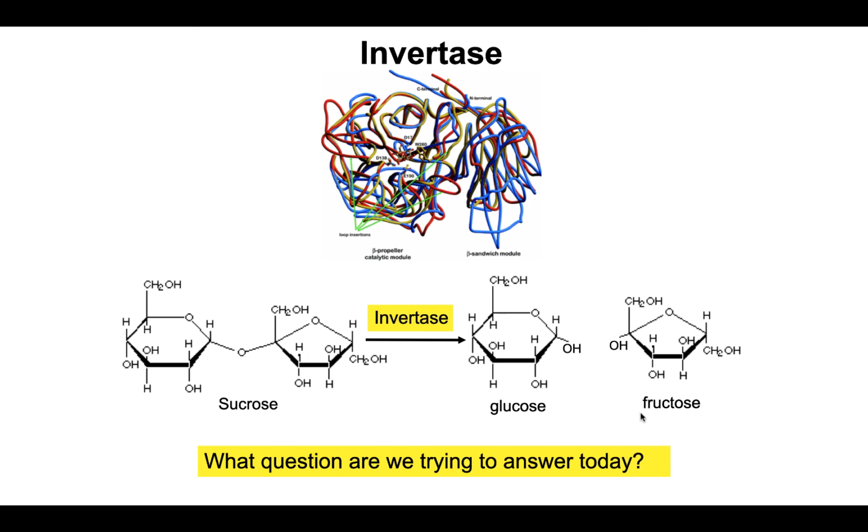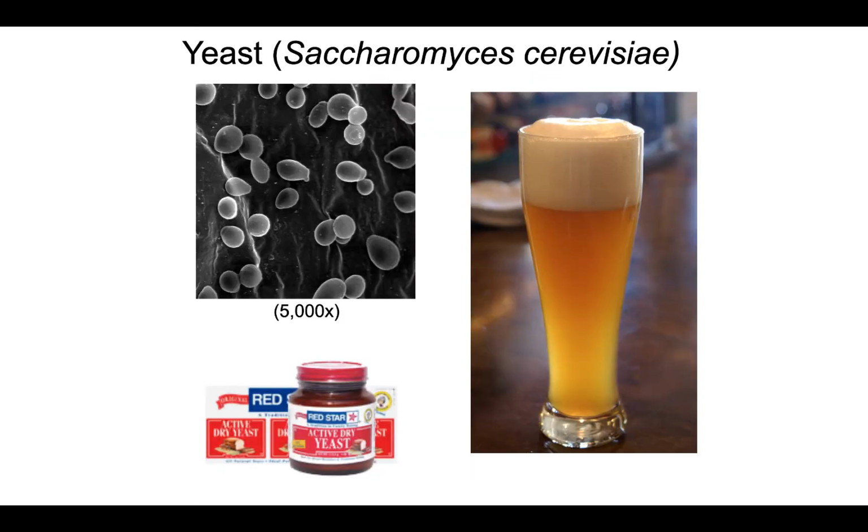So we know a lot about invertase already. We know it's an enzyme. We know its structure. So what question are we trying to answer today? Well, we are trying to answer the question of where does invertase function within yeast, Saccharomyces cerevisiae. This is a eukaryotic organism. It is single-celled. It's the same yeast that you have here for baking. It's the same yeast that's necessary for making beer and bread and things like that.